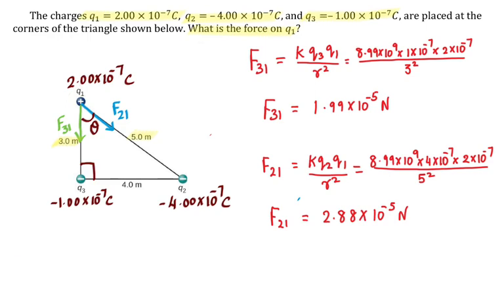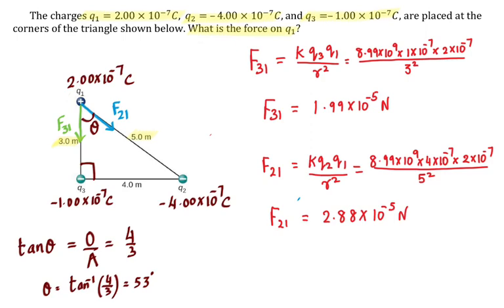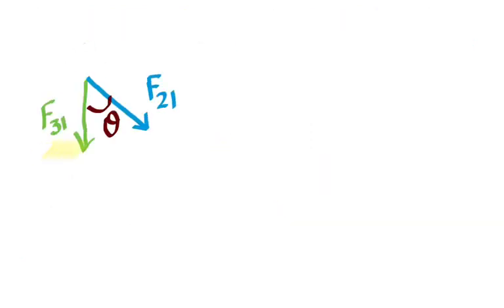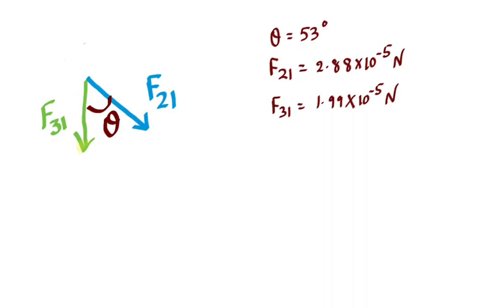I have labeled it as theta, and we can use tan theta equal opposite over adjacent, and using the information given in the diagram, it is 4 over 3, and we can get the value for theta, which will come out as 53 degrees. So now we have got the two forces and the angle theta between them, which we have to combine into one single force. So let's get the values here for theta, F21 and F31.